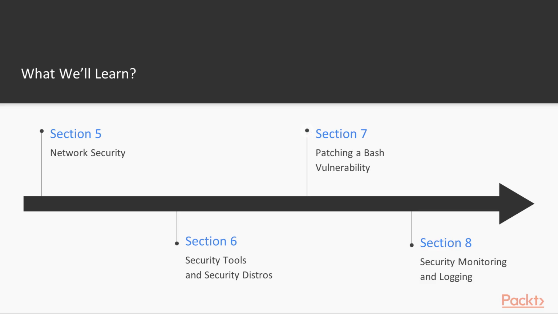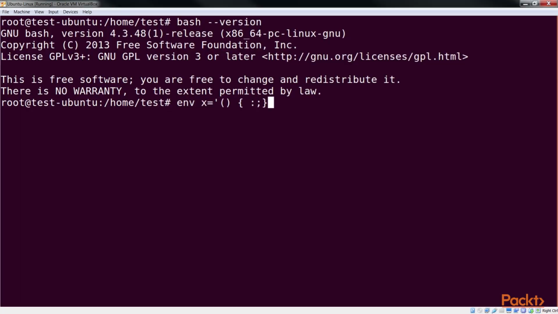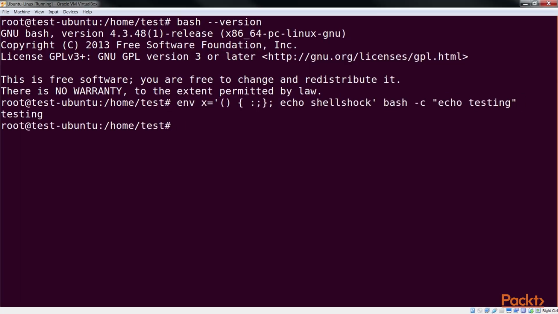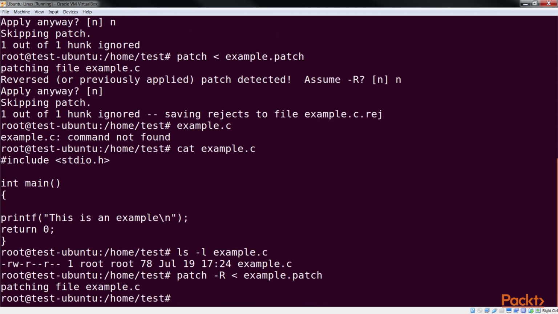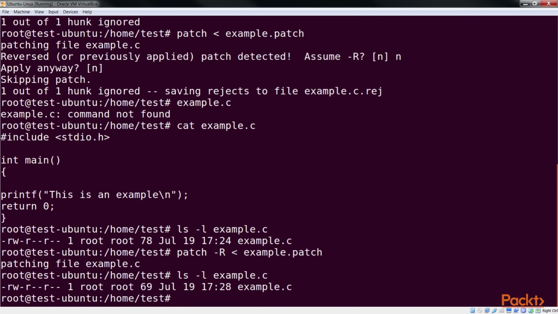After that, we move to patching a Bash vulnerability. Here we will explore the most famous vulnerability of Bash shell, which is known as shell shock. It gives readers an understanding of shell shock vulnerability and security issues that can arise with its presence.